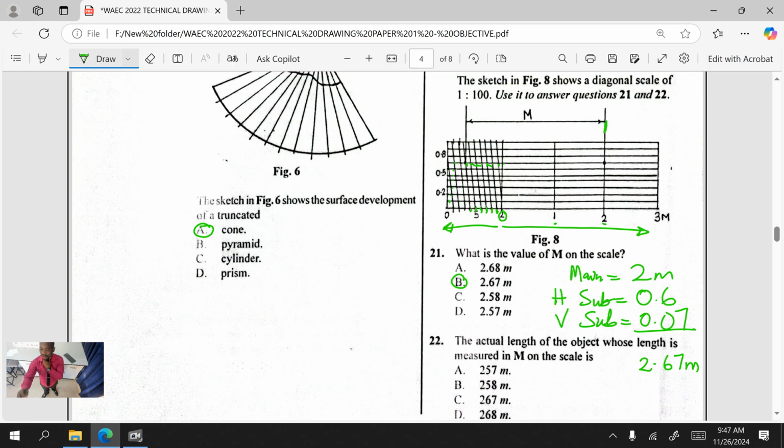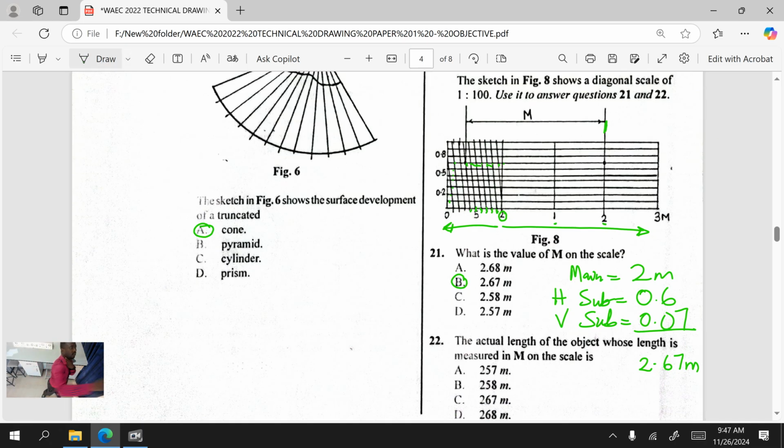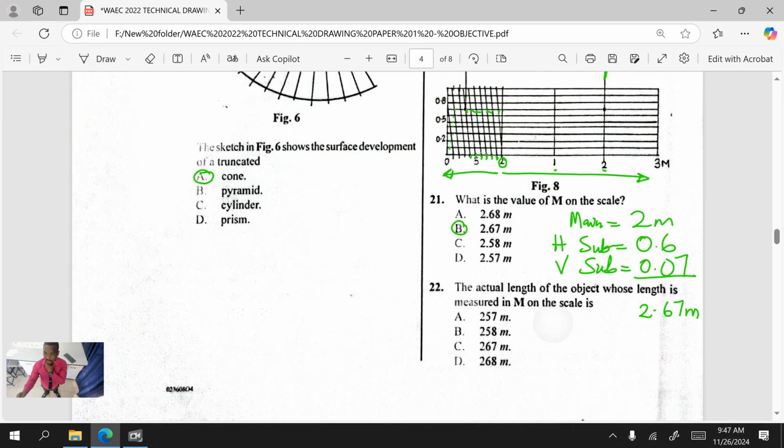You must learn how to read scales, especially diagonal scale. It is very simple. Read the main scale to the right first, then read the horizontal scale to the left, then you read the vertical scale to the left. And remember to add the decimals because they are lower than each other.